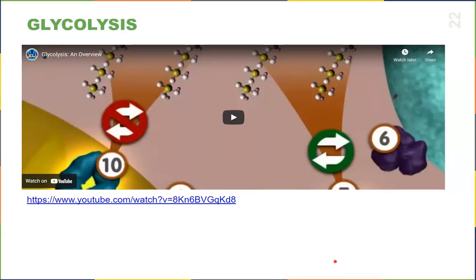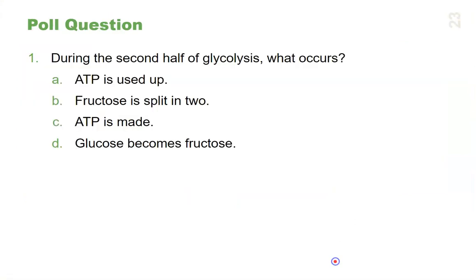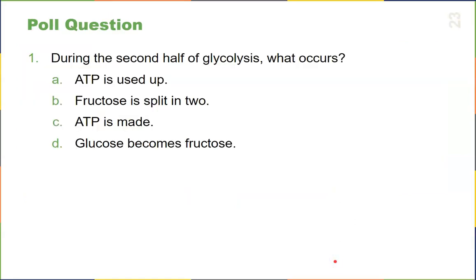There's a nice video on YouTube if you want to learn about the different enzymatic steps of glycolysis, but we are not going to learn the steps. So during the second half of glycolysis, what's happening? What do you think? Well, letter C, right? ATP is made. So we use ATP in the first half. So if I asked you during the first half of glycolysis what happens, we would say A. But since this is the second half of glycolysis, we're saying C because ATP is made.